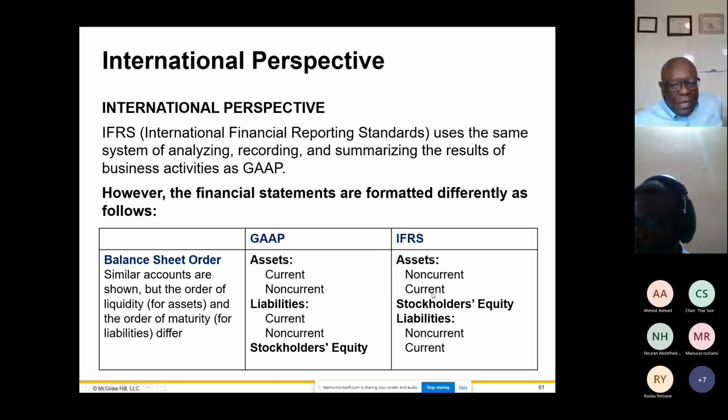So if I tell you to prepare a balance sheet based on IFRS, I expect you to put it in this form for me, because that is the form they recognize. But for GAAP, they start with current, then non-current. Liabilities, current, then non-current, then stockholders' equity. But look at IFRS. Instead of starting with current liability, they start with stockholders' equity, then liabilities, non-current, and then current.